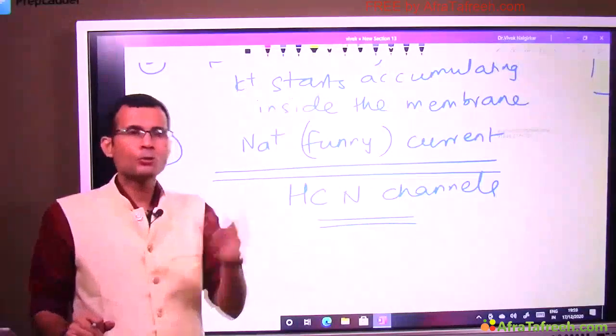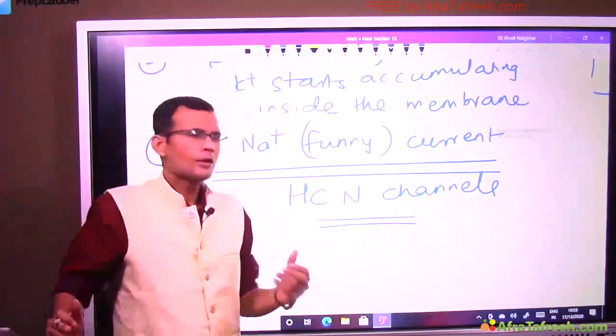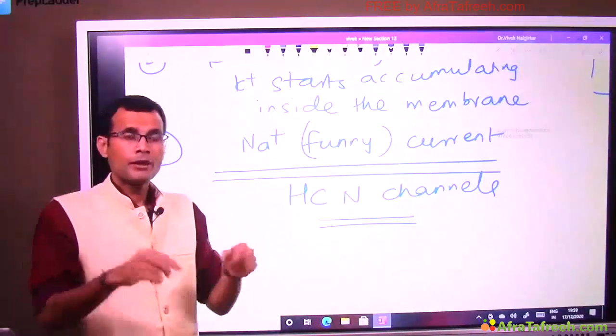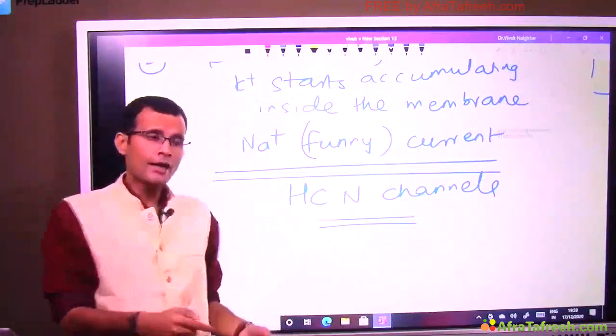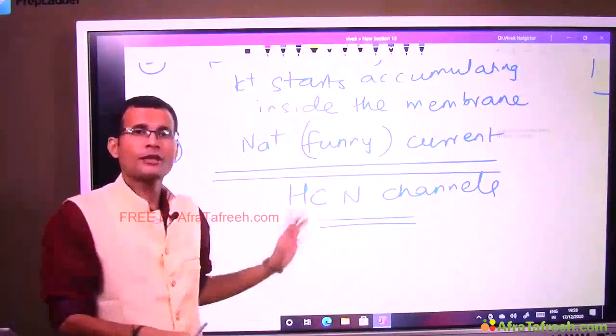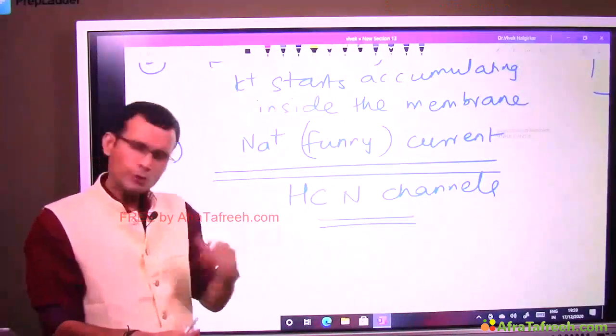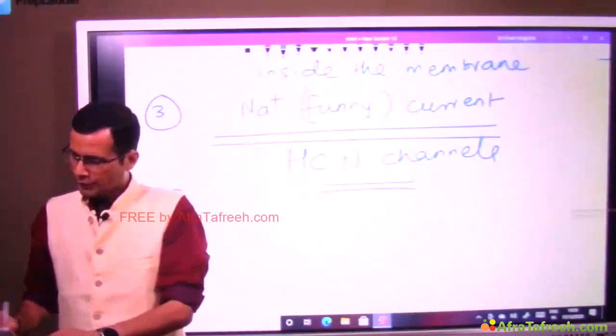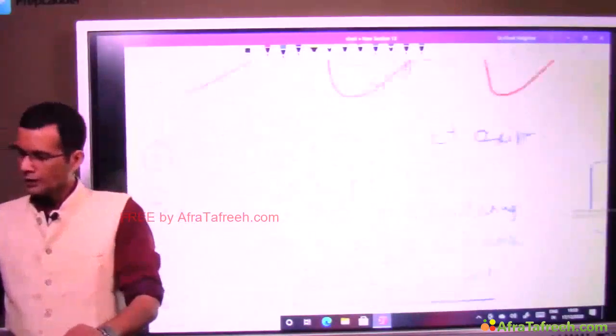That's funny because sodium channels generally get inhibited when the membrane is hyperpolarized. But when the research workers hyperpolarized the membrane, they saw that the channel is getting more and more activated. So they called it a funny sodium channel. Sodium influx will happen through this channel.